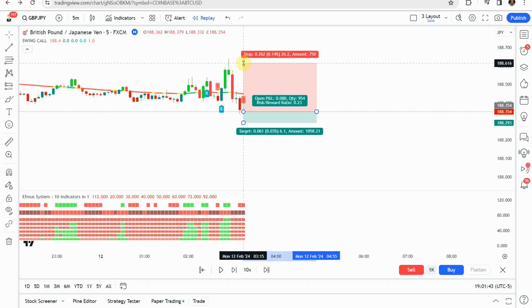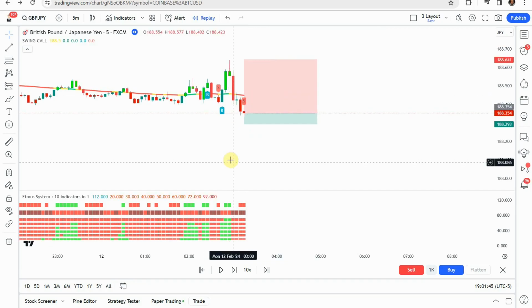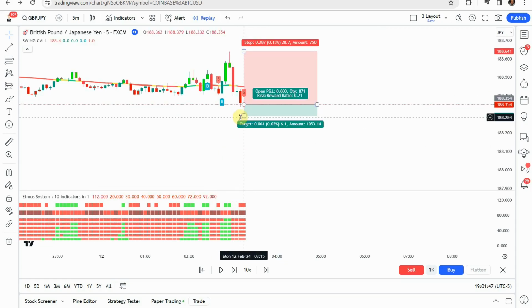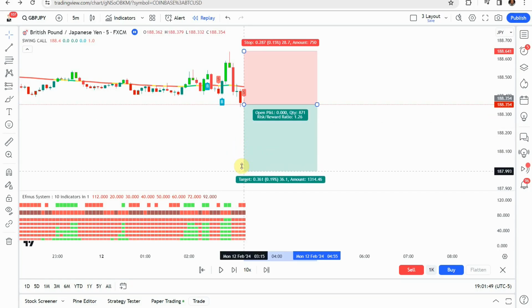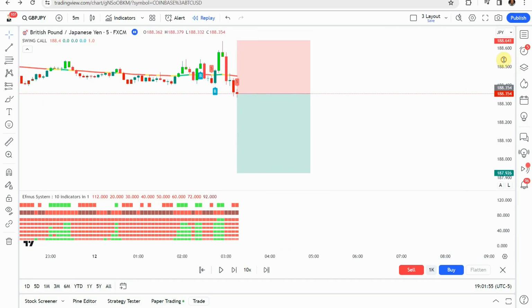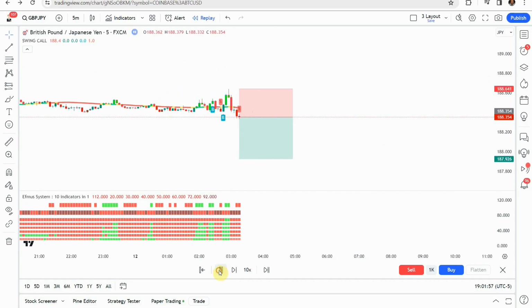We're going to set our stop just right above the last swing, right about there. And we're going to target a 1 to 1.5 risk reward. In this case, be about right there. Let's play this forward and see what we get out of it.